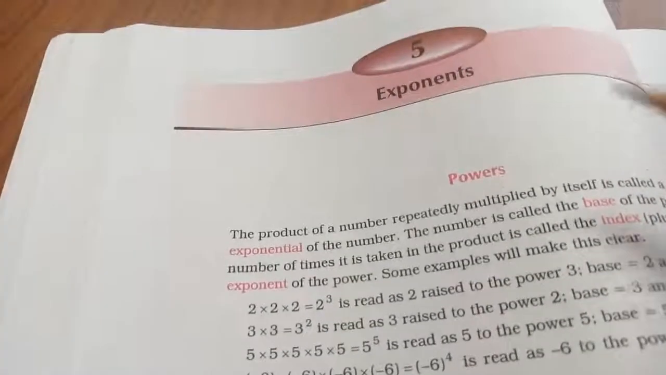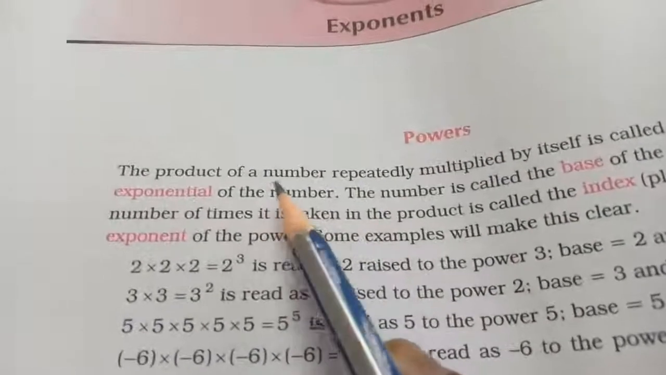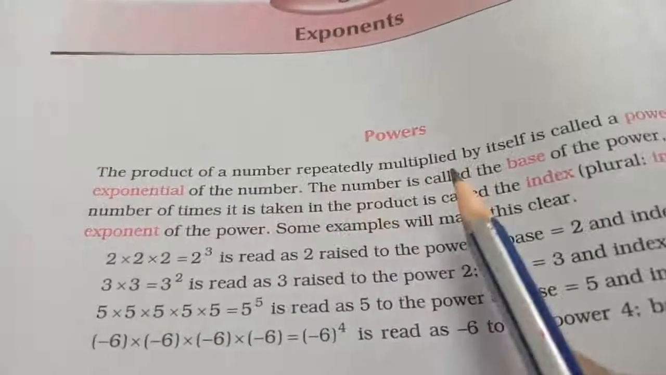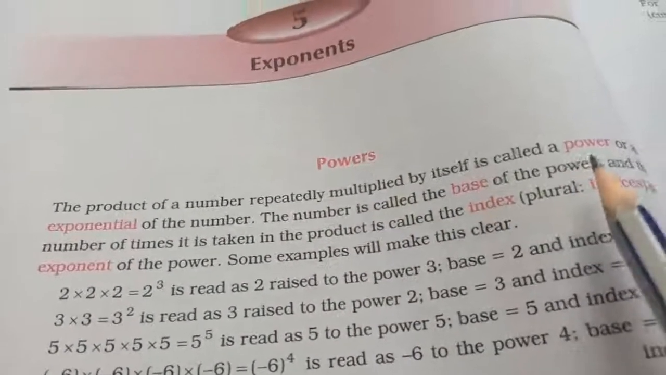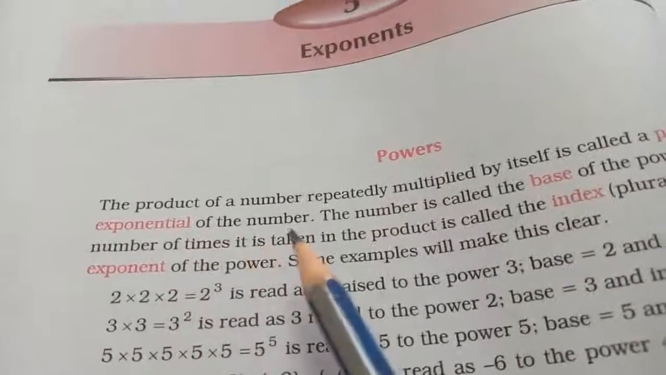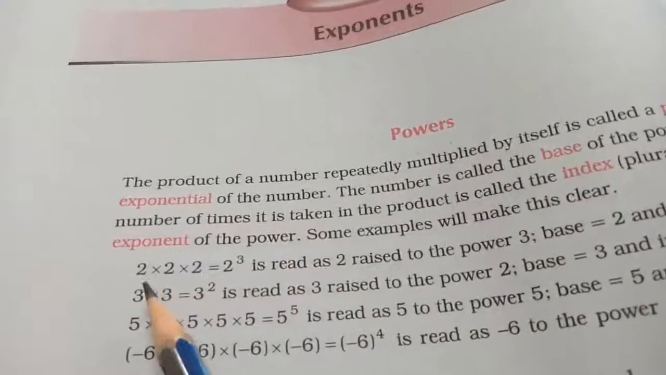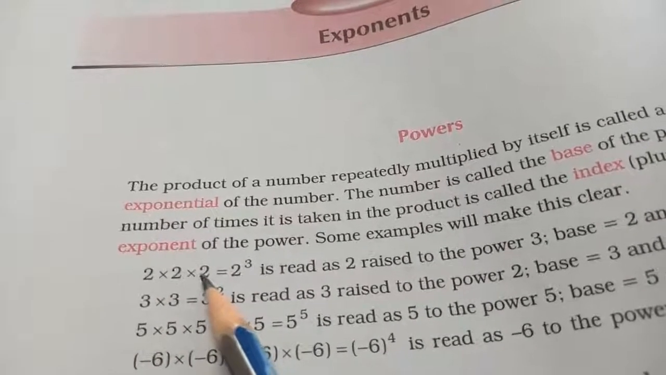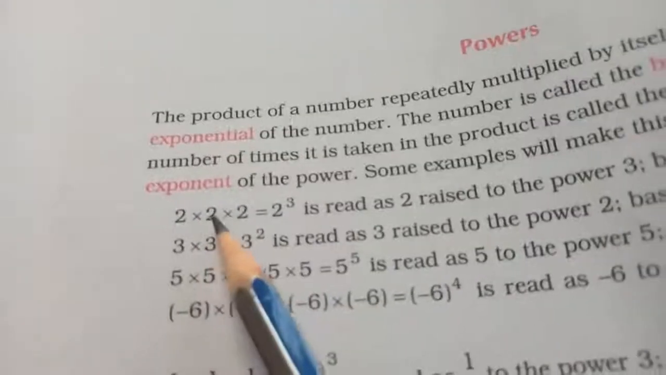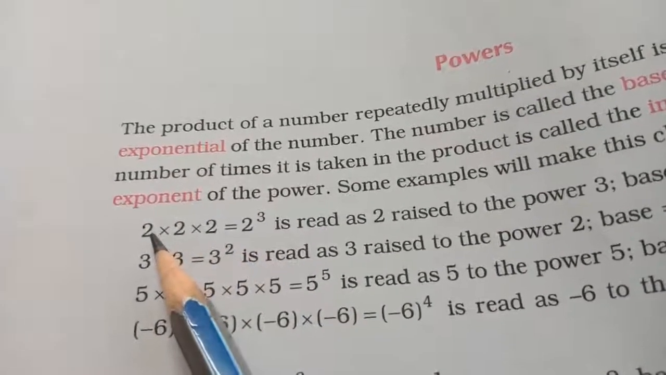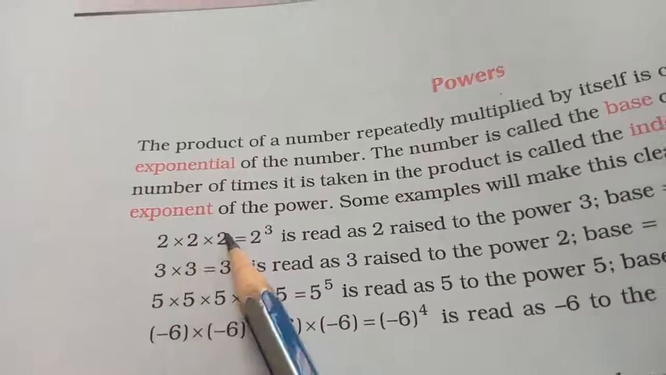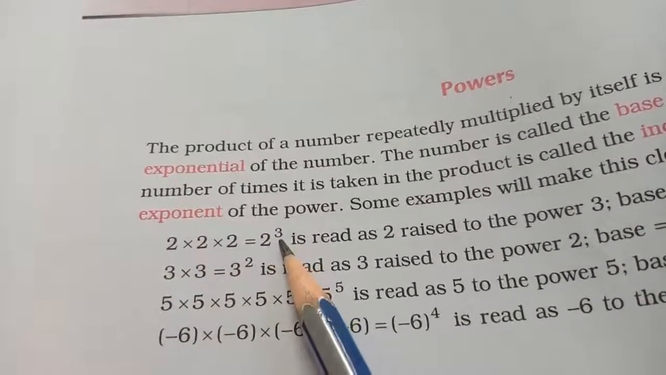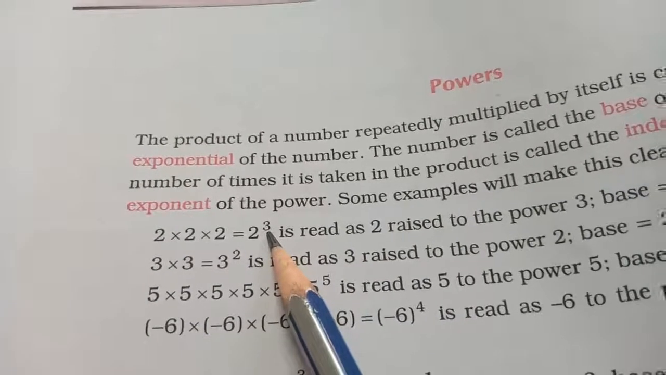In today's class, we are going to see a new chapter, exponents, that is chapter 5. So what is the meaning of exponent? The product of a number repeatedly multiplied by itself is called a power or exponential of a number. For example, if they give the number 2, they are repeatedly multiplying this number, not giving you any other numbers, that is 2 into 2 into 2. How many times is the number repeated? 1, 2, 3. So 2 to the power 3. This 3 represents the repetition of the number.